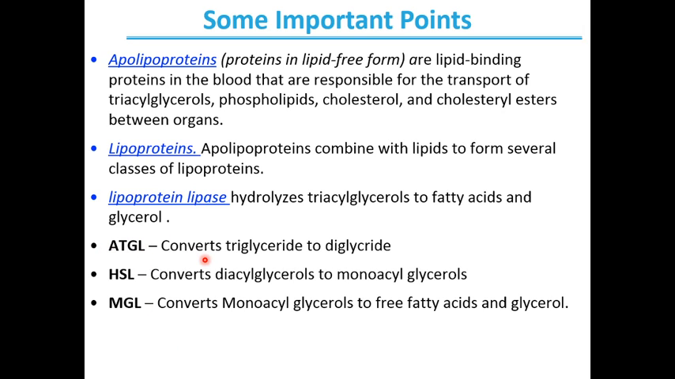ATGL converts a triglyceride to a diglyceride, or a triacylglycerol to a diacylglycerol. Whereas a hormone-sensitive lipase converts a diacylglycerol to monoacylglycerol. And a monoacylglycerol lipase converts monoacylglycerol to a free fatty acid and glycerol. So now you have to remember the pathway that we saw in the last slide. The lipids that are stored in adipocytes as lipid droplets, once they exit the adipocyte, they are exiting as free fatty acids and glycerol.